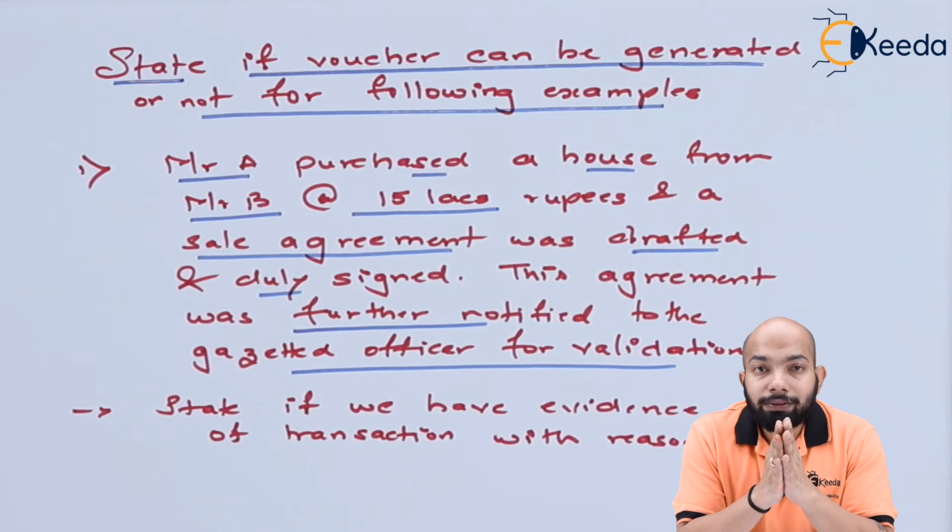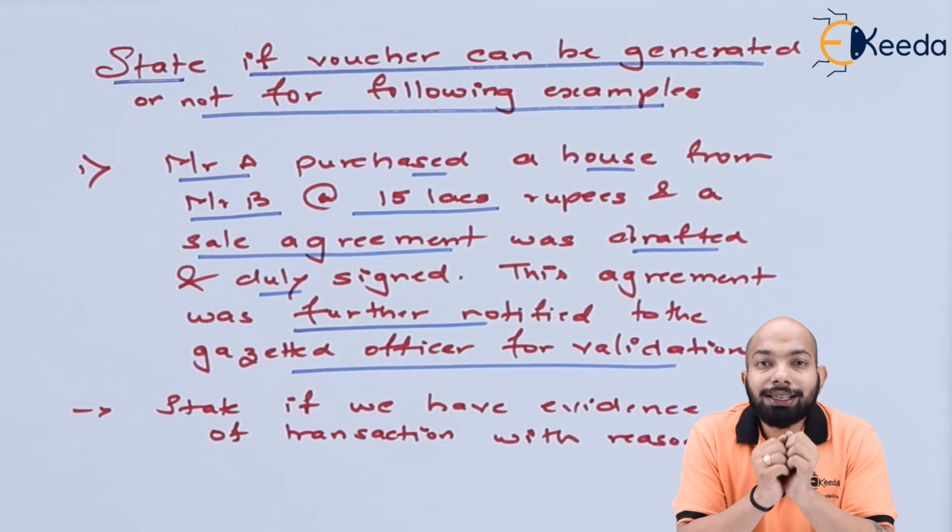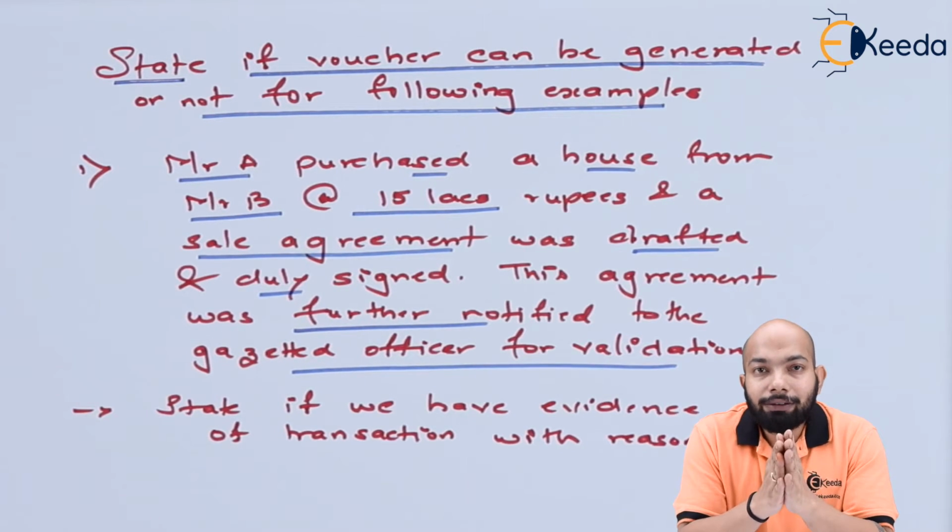So when we talk about evidence, these specific transactions clearly state that there is evidence here which can prove that the transaction took place in the first instance.